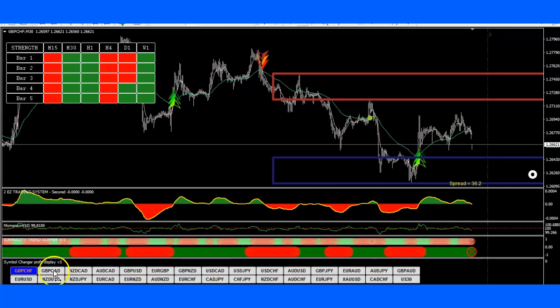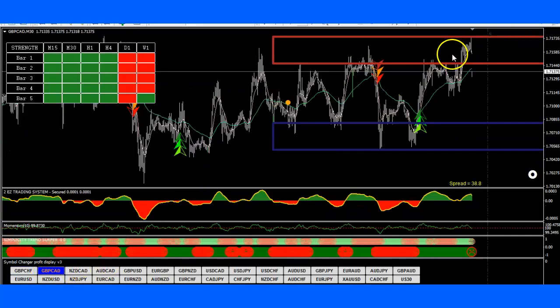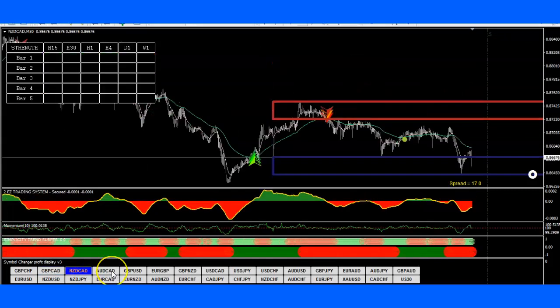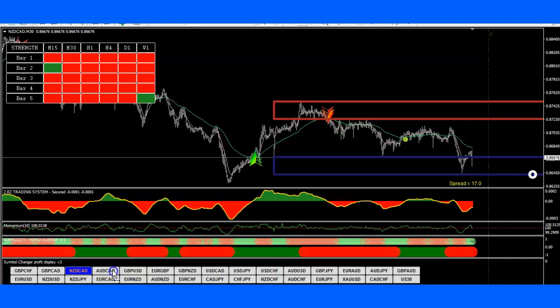GBP CAD. Okay, it's already in a sell zone, but we don't have triple arrows yet. NZD CAD is already in the buy zone, but we don't have triple arrows yet.